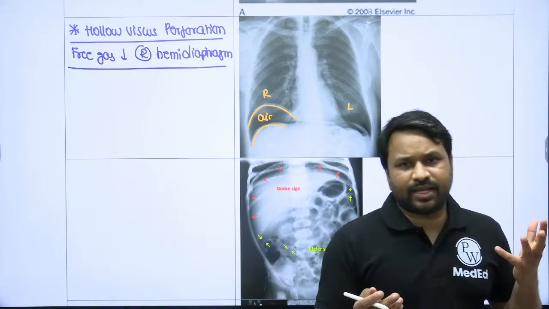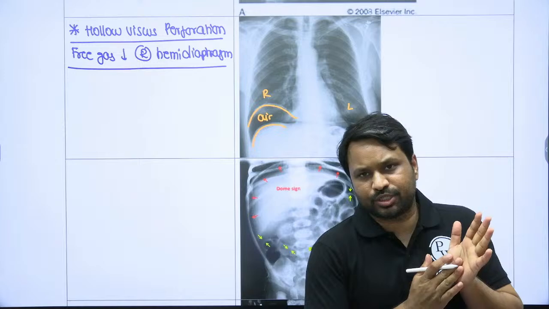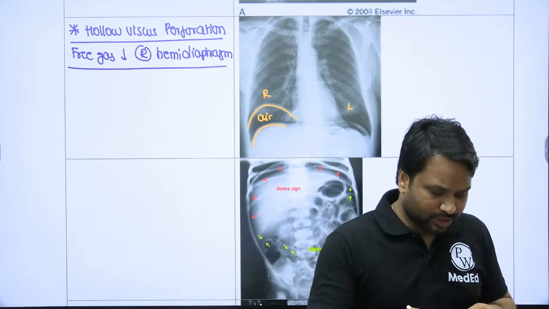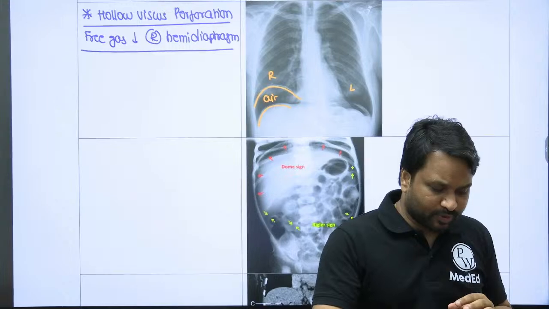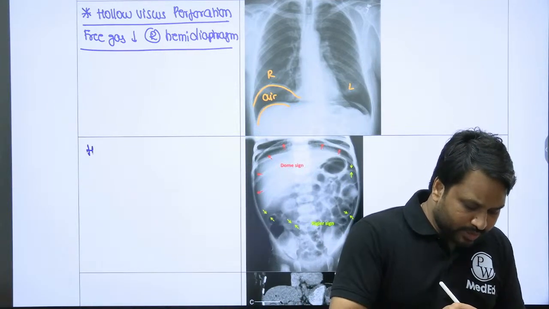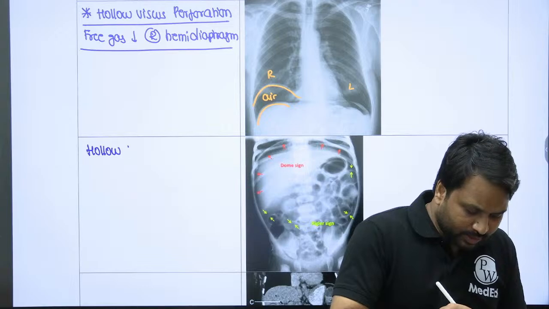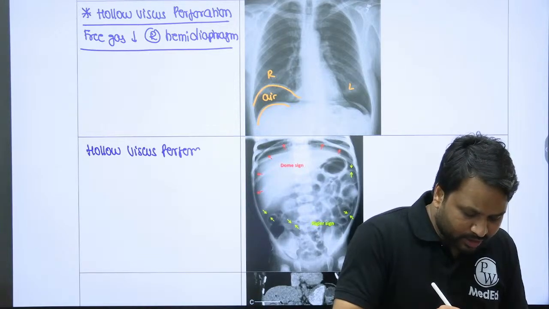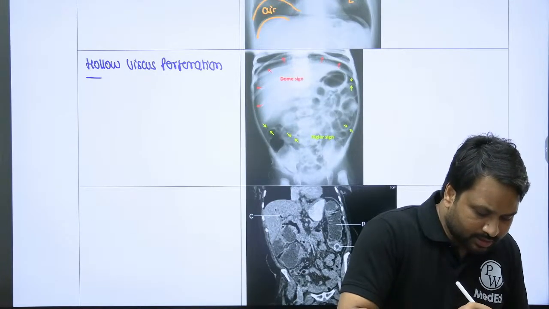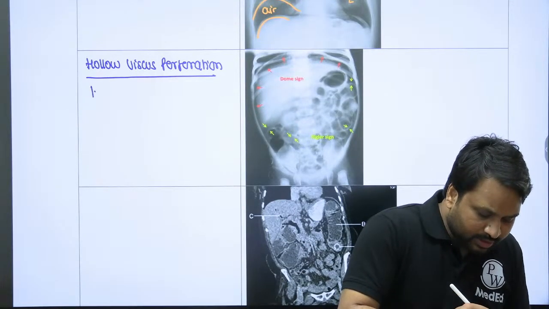Usually it can be seen in peptic ulcer disease, where we have duodenal ulcers which are going to perforate. You will do a Graham's or omental patching. Now, in the same hollow viscus perforation where you have more air trapped, the other two signs that you will see are a dome sign and a Rigler sign.